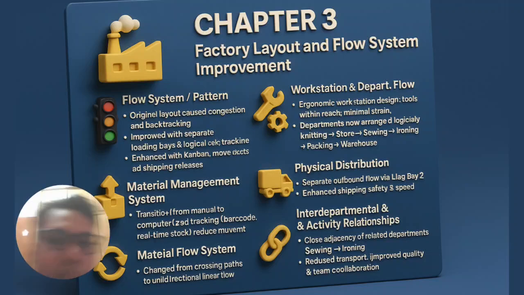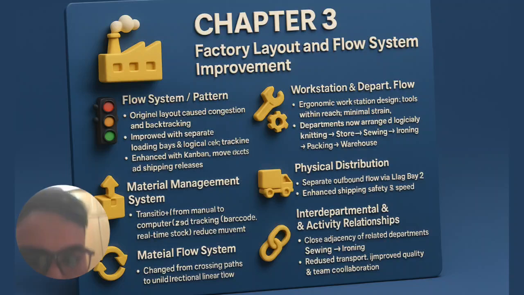Today I would like to explain the factory layout and flow system that are included in this chapter, which includes the material management system and the material flow system. I will explain and summarize them from this chapter, and then look at the fastest trend that was explained before and after in the improvement. So I will recap again.